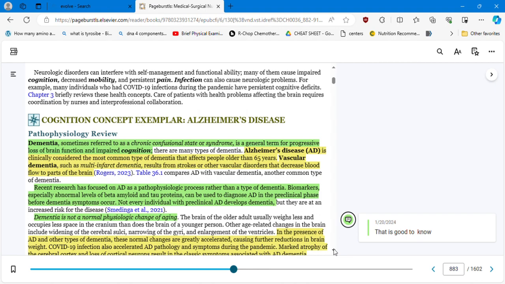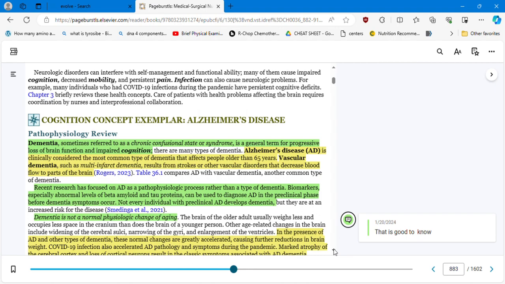Dementia is sometimes referred to as chronic confusional state or syndrome. Remember that. It's a general term for progressive loss of brain function and impaired cognition. So you have impaired cognition and chronic confusional state or syndrome. Alzheimer's disease is clinically considered the most common type of dementia that affects people older than 65 years old.